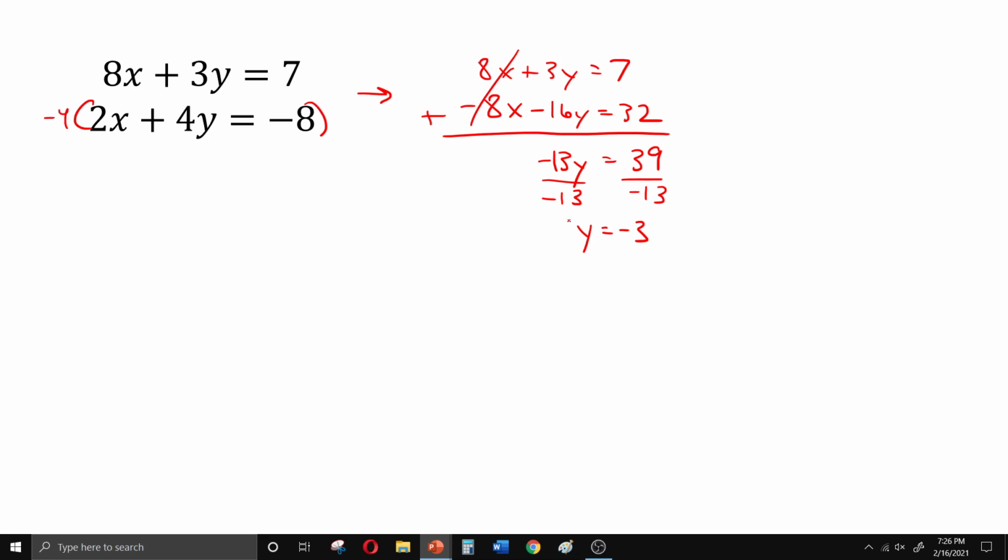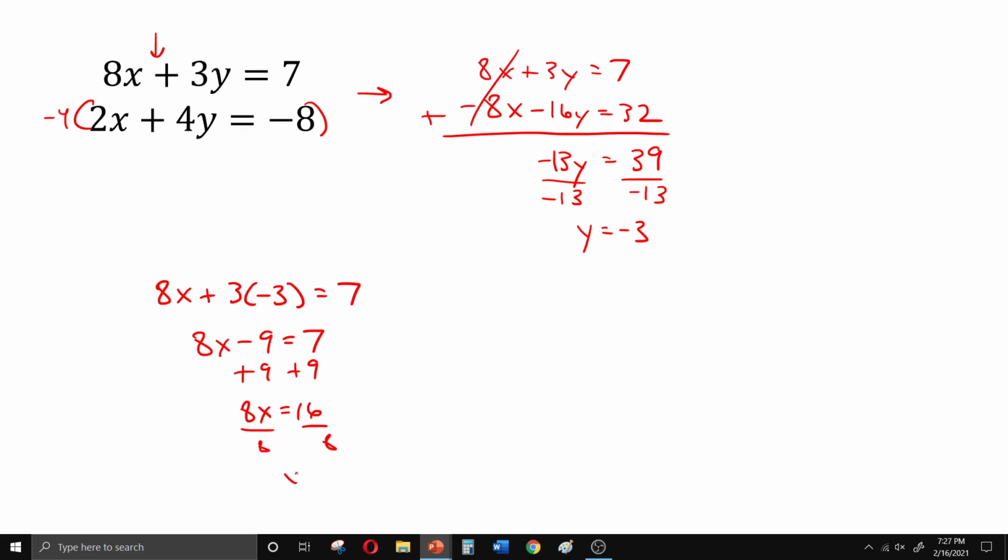Once I know that, I go back to one of the original equations. I'm just going to pick the top one. Now I know my y coordinate, so I plug it in. And then just clean that up and solve. So adding 9 to both sides gives me 16, and then dividing by 8, and we end up with x equals 2. So as long as you had that solution, you did this correctly. Even if you went about the work a slightly different way, you should have ended up with this result.